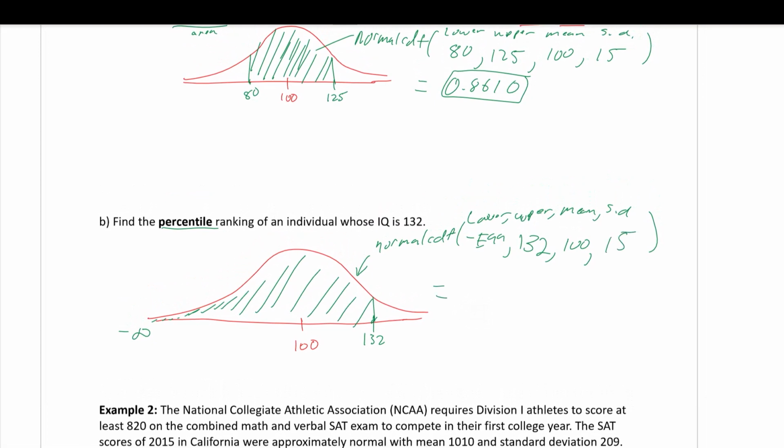Okay, if we run that through our calculator and round to 4 decimal places, we will get 0.9836. Okay, the interpretation there would be an IQ score of 132 is the 98th percentile when rounded.